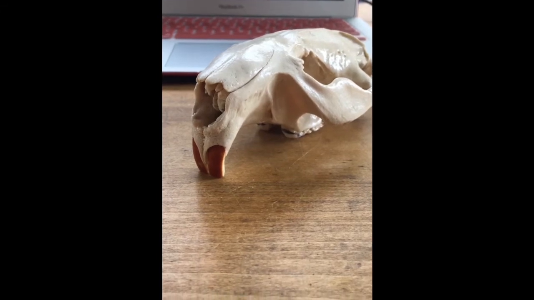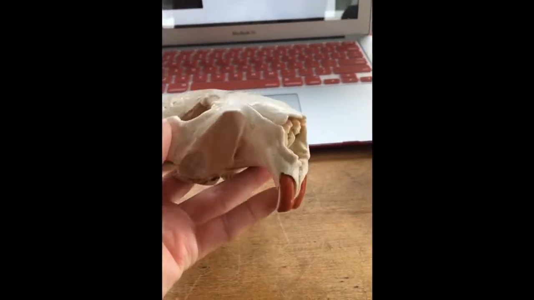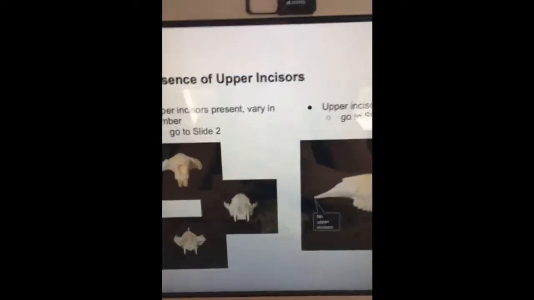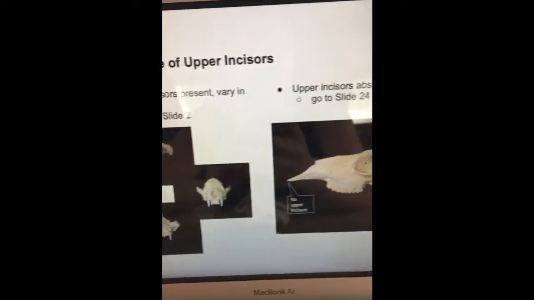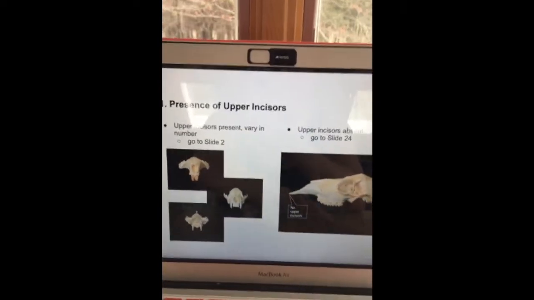So this is the next skull that we are going to identify. You may know right away what it is, but we'll still go through the key. So back to question number 1, presence of upper incisors. There are clearly teeth right at the front. These are the incisors. So we will be going to slide 2.